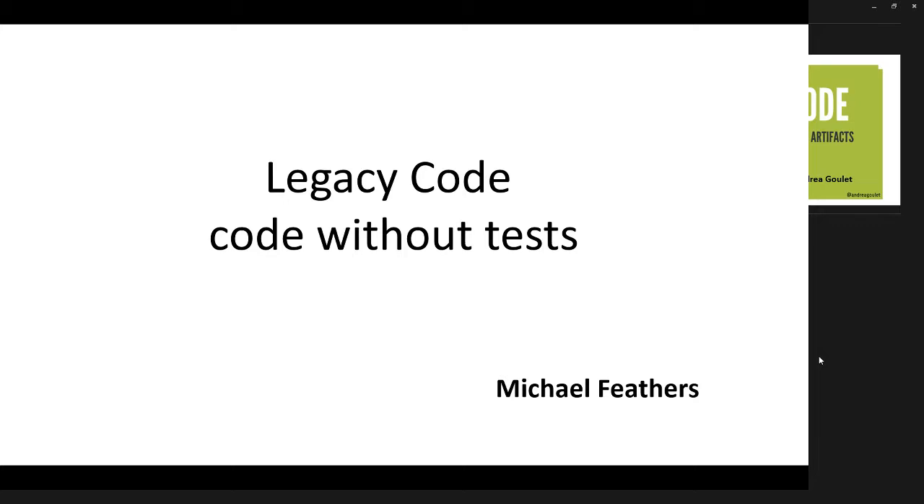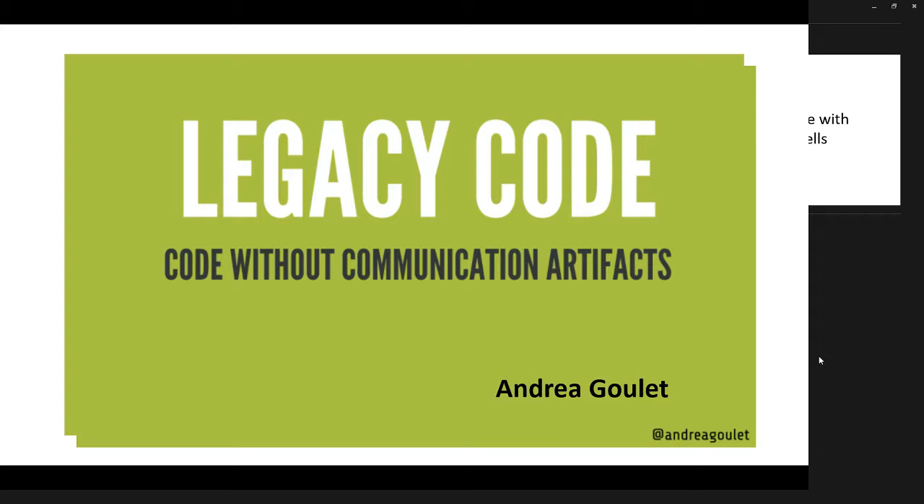One definition of legacy code is by Michael Feathers, who wrote the famous book Working Effectively with Legacy Code. He defines legacy code as code without tests. And so legacy code can also be new code. Another definition by Andrea Goulet, one of the founders of Corribyte, a company that works with improving JavaScript applications, legacy code applications. She defines legacy code as code without proper communication.